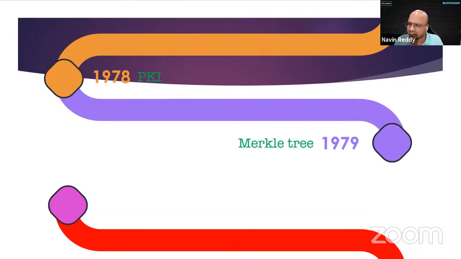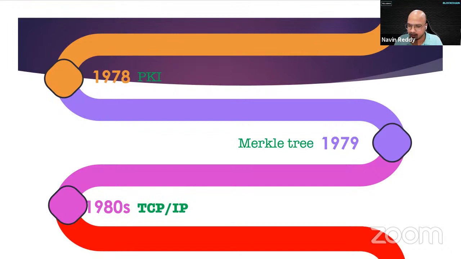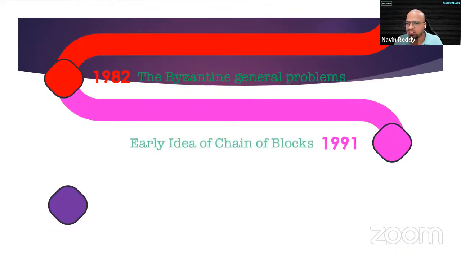And then somewhere in 1979, we got Mercury. Again, we'll see the importance of Mercury in the upcoming sessions. And then in the 1980s, we got TCP/IP, which also led us to a problem. It's not a new problem actually, but they officially wrote a paper on it in 1982, the Byzantine generals problem. We'll talk about that as well, but this is very important in terms of blockchain. If you really want to understand why there is so much hype, it's because of the solution to this Byzantine generals problem.